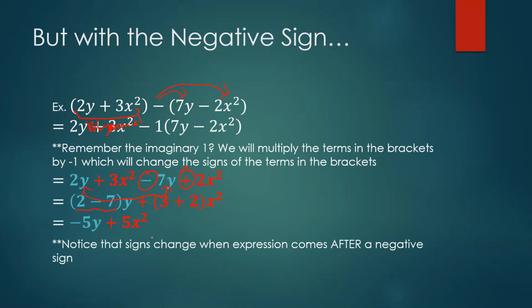So again, just notice that the signs have to change when the expression comes right after a negative sign. So if you see a negative sign in front of a whole polynomial, you have to actually change the signs of the terms in the polynomial.